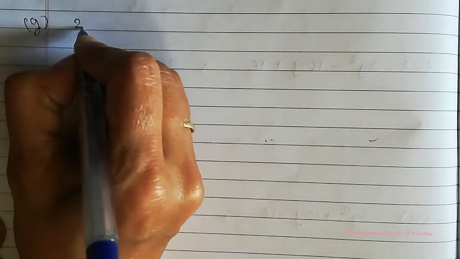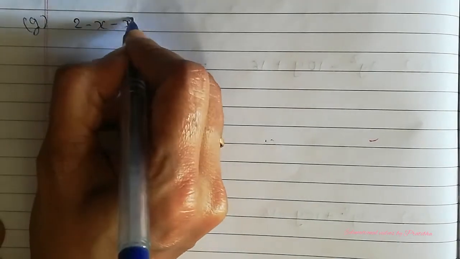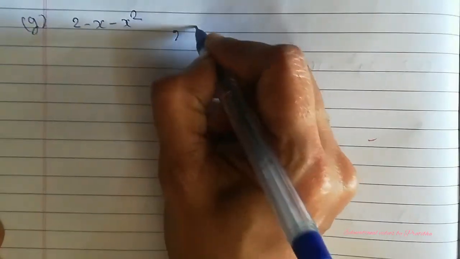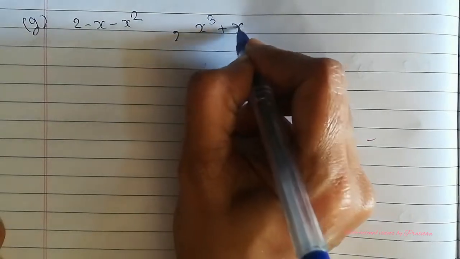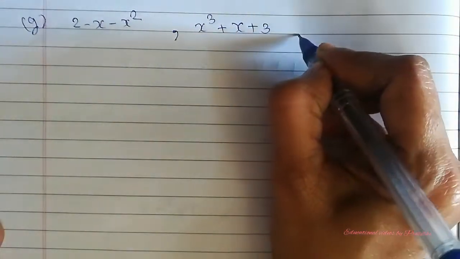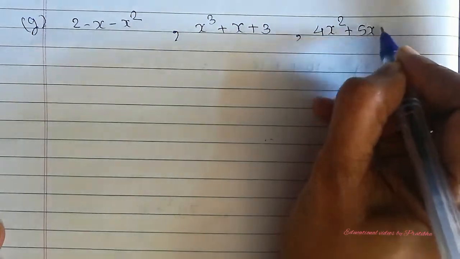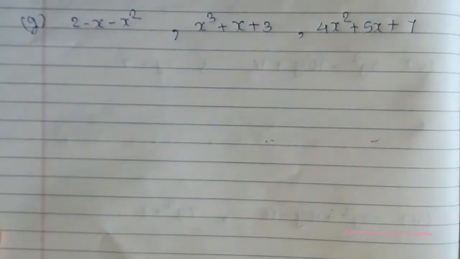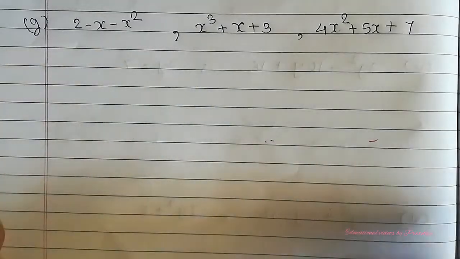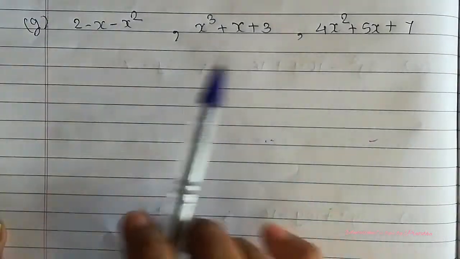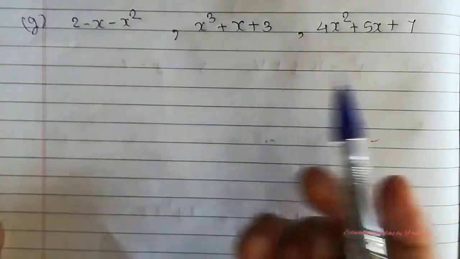Let us solve one more example from the same book. That is question G. The first expression is 2 minus x square. The second expression is x cube plus x plus 3. And the third expression is 4x square plus 5x plus 7. Now since we have solved two examples, I don't think I need to use different colored pens now. I'm going to use my blue pen.